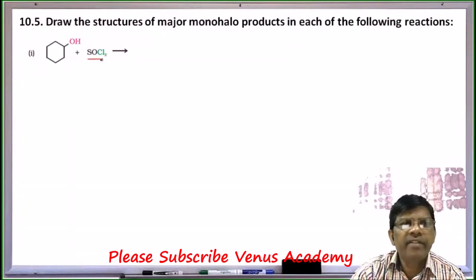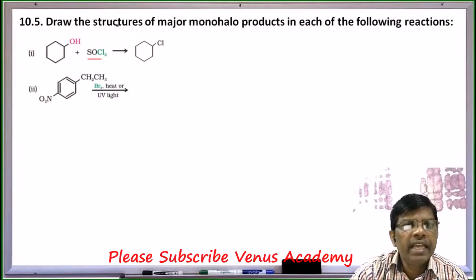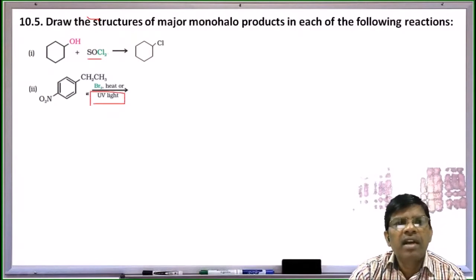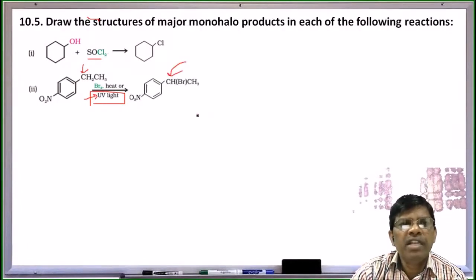Upon treatment with thionyl chloride, it simply gives chloride. Then comes bromine, heat or UV light. Just now what I said, bromine in presence of UV light, what is going to happen? Is it going to brominate this benzene or benzylic position? So concentrate on UV light. Whenever you see UV light, it gives benzylic bromination. Instead of this UV light, if you find iron, then do the halogenation on benzene ring.